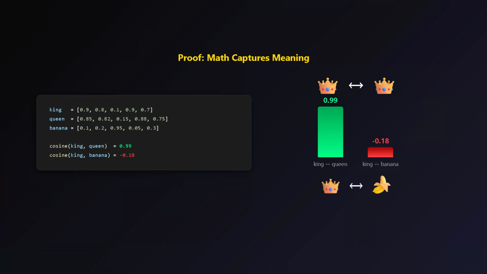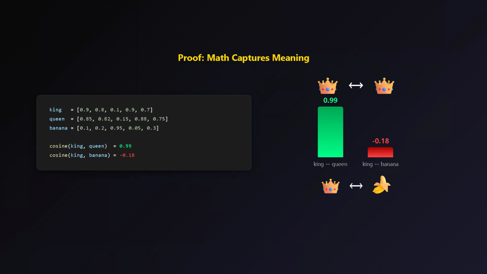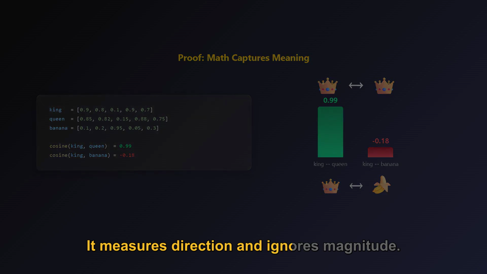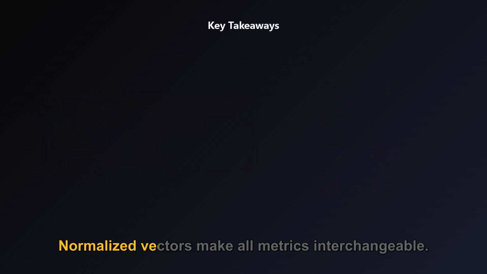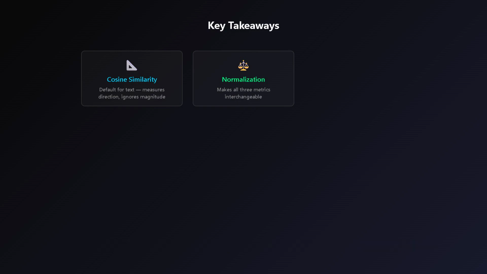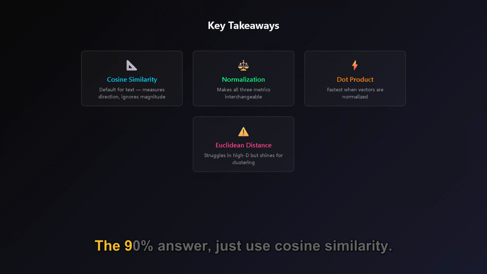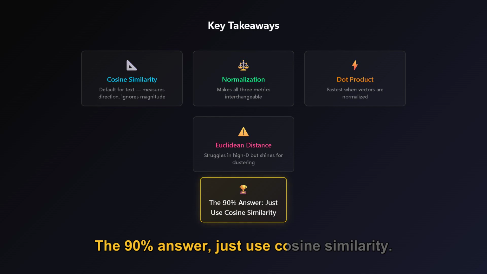Let's recap. Cosine similarity is your default for text. It measures direction and ignores magnitude. Normalized vectors make all metrics interchangeable. Dot product is the fastest when vectors are normalized, and Euclidean distance struggles in high dimensions but shines for clustering. The 90% answer? Just use cosine similarity.